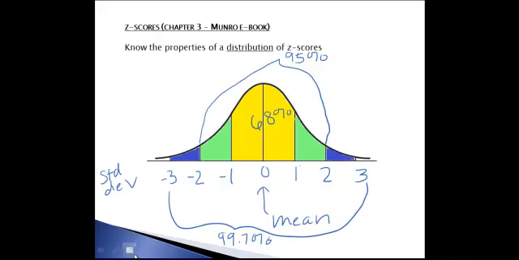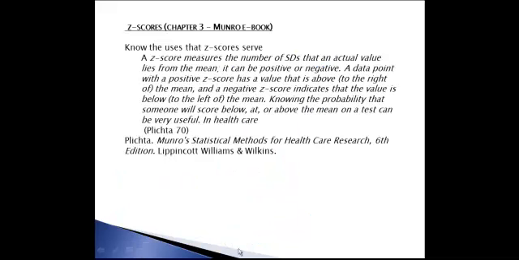Okay, so now let's go ahead to the next slide. This is just summing up some things, and I thought it was a good point that the book makes, so I wanted to highlight this. Know the uses that z-scores serve. The z-score measures the number of standard deviations that an actual value lies from the mean. So that's what we were just looking at: 1, 2, 3, and also -1, -2, -3, and 0, 0 being where the mean is. And then you can also have values in between those as well.